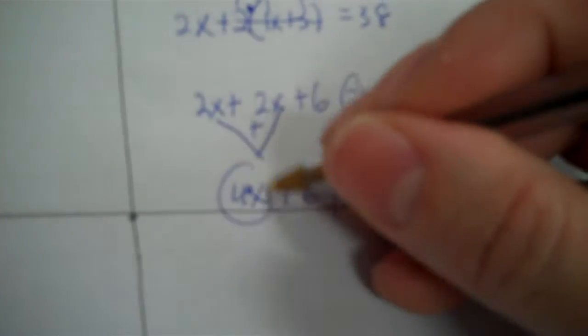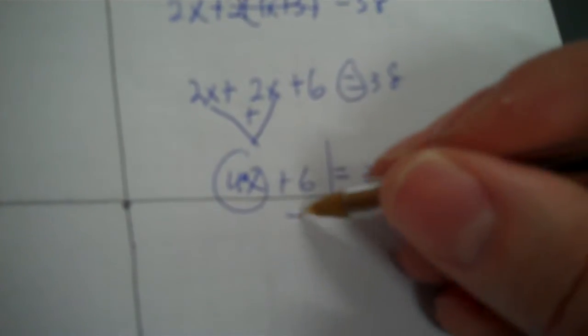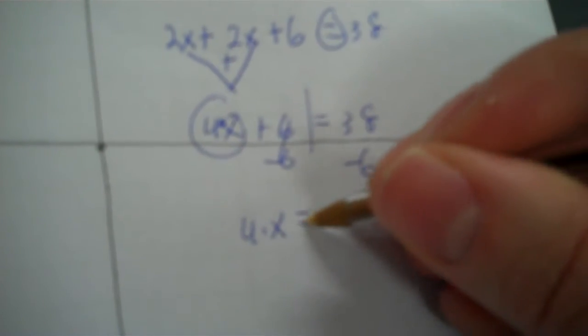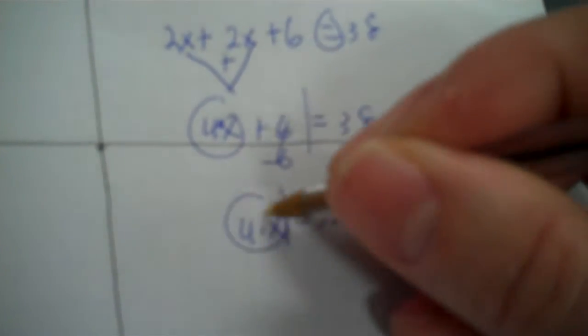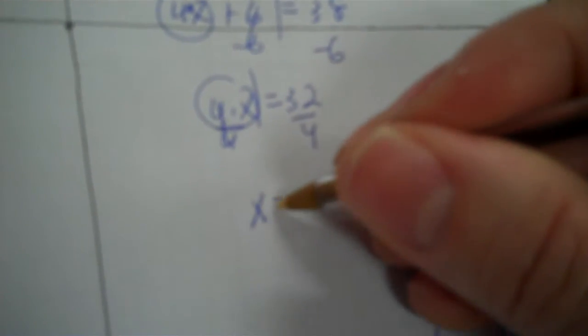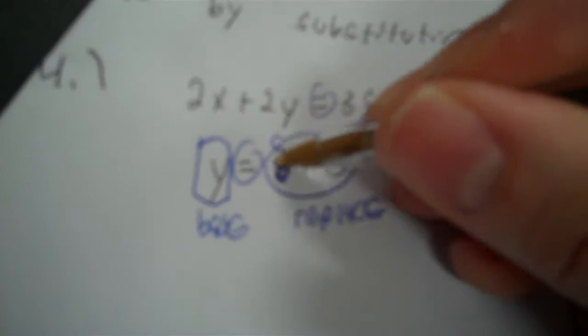So now your x has a times 4 and a plus 6. So you take out your plus 6 with a minus 6. That's 32. Then you take out your times 4 with a divide by 4. Now 32 divided by 4 is 8. X equals 8. Now to find the y, it's really easy. You can just go into the circle that says replace and put 8. So y is going to equal 8 plus 3, which is 11.